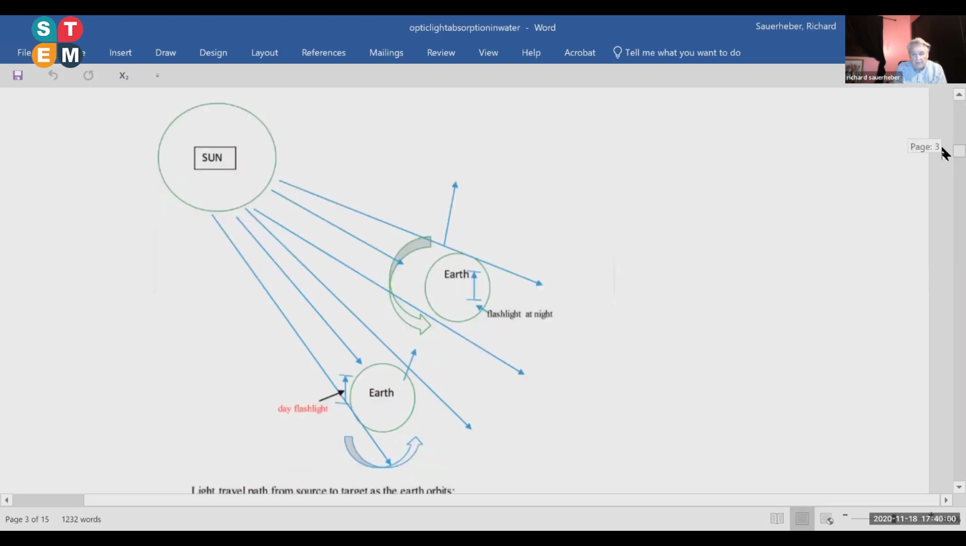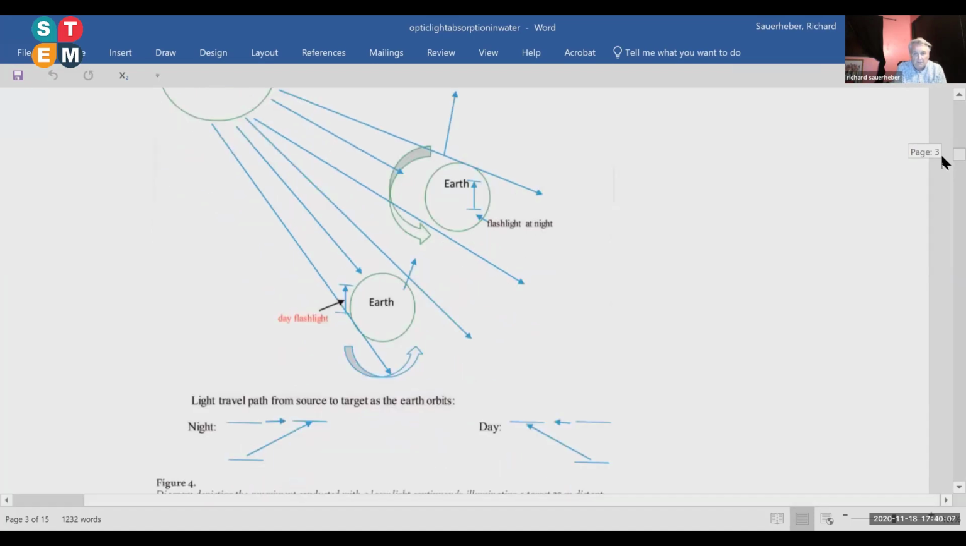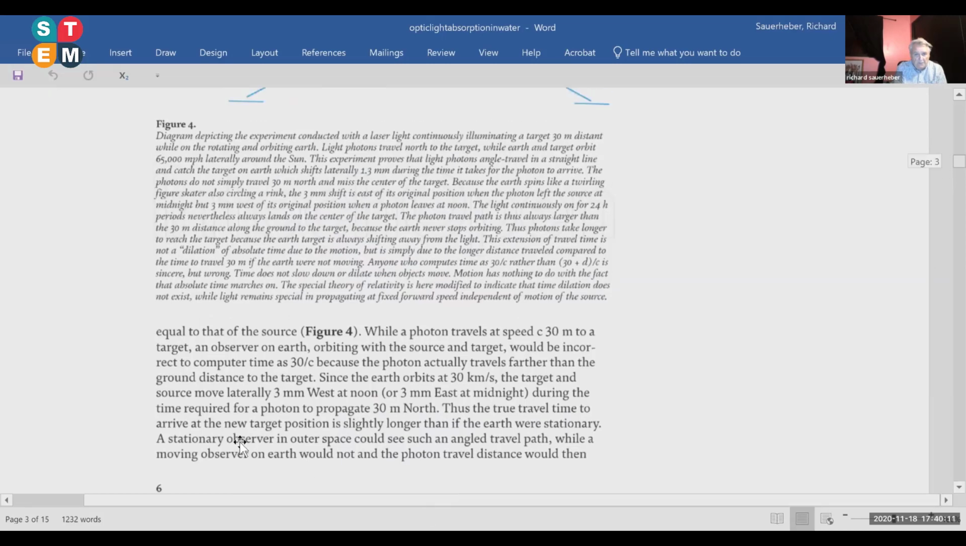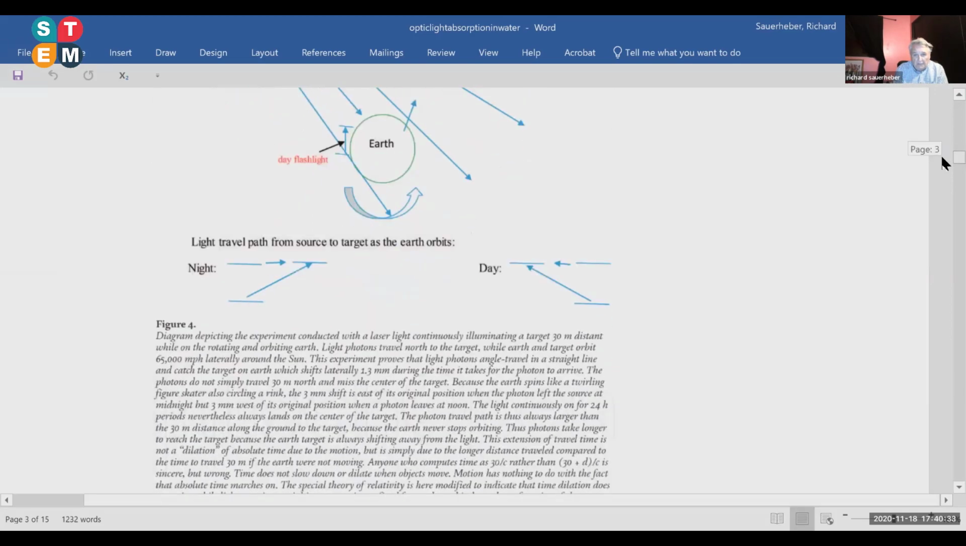And it turns out that the spot never shifted over 24-hour paths over and over and over again. Didn't matter what the season was or anything. So I knew that the photons themselves are actually departing the source, picking up the lateral velocity of the source and moving to catch the target in its new shifted position later, after it traveled 30 meters north. In the nighttime, it would move this way and join the target. In the daytime, it would move this way to join the target. So that was the crucial result that we needed to be able to go further.